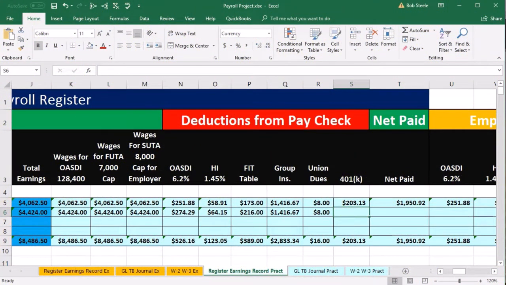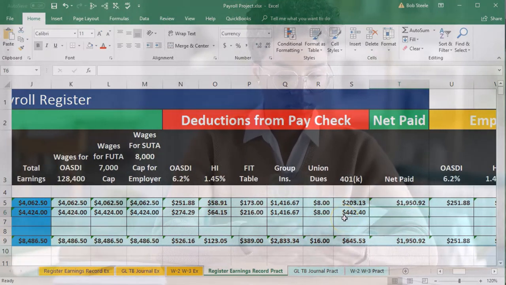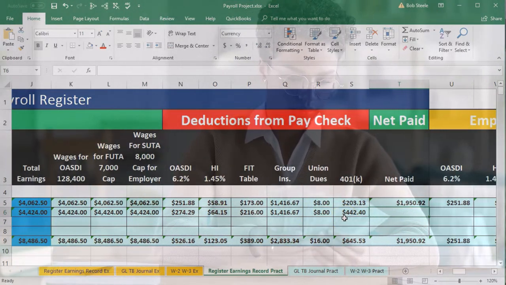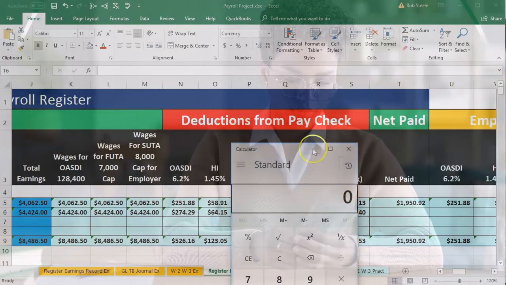And the 401k, we're not going to get into the 401k calculation. Just note this is the employer portion that is going into some type of retirement plan like a 401k, which I'm just going to say is 442.40. So these are given, and we would have to look those up based on the union agreement, the group insurance agreement, and the 401k, whatever was decided by the employer and the employee under the terms of the agreement. Then we've got the net pay.